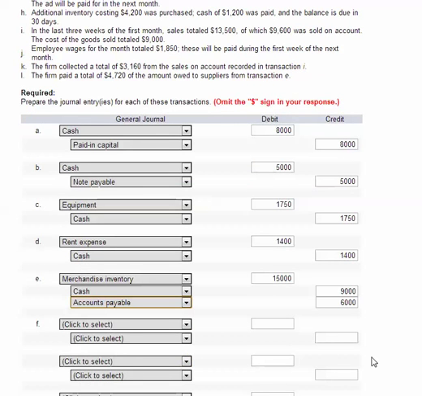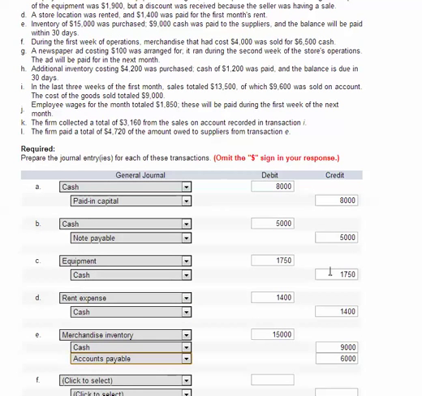Okay, let's go to F here. During the first week of operations, merchandise that had cost $4,000 was sold for $6,500 cash. Remember, under a perpetual inventory system, we will have two journal entries. We need to record the sale first. So we sold merchandise for $6,500 cash. Then we'll have to record taking it out of our inventory and charging that to cost of goods sold.